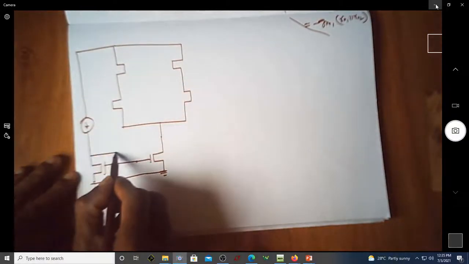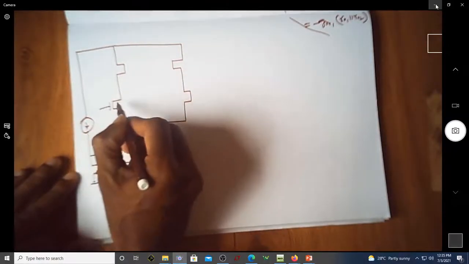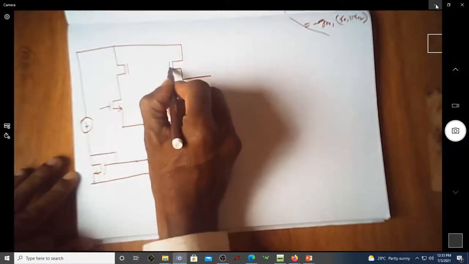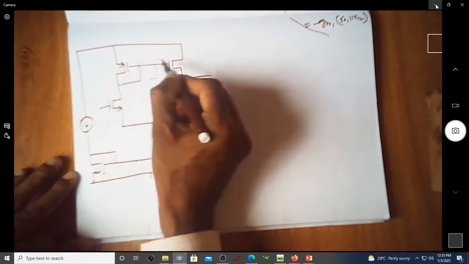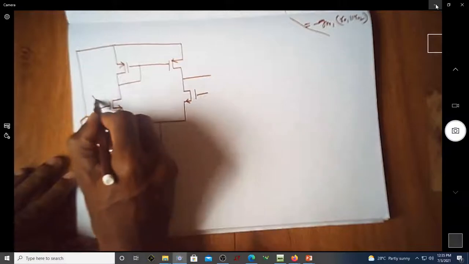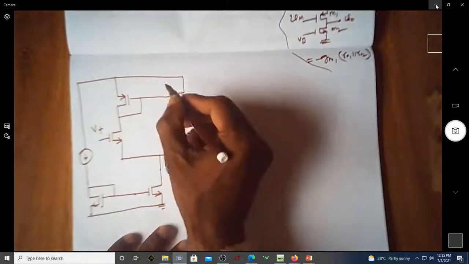This is my current mirror. This is the output voltage. This is PMOS, this is PMOS, this is NMOS, this is NMOS, and this is V plus, and this is V minus, and you are taking the output voltage here.